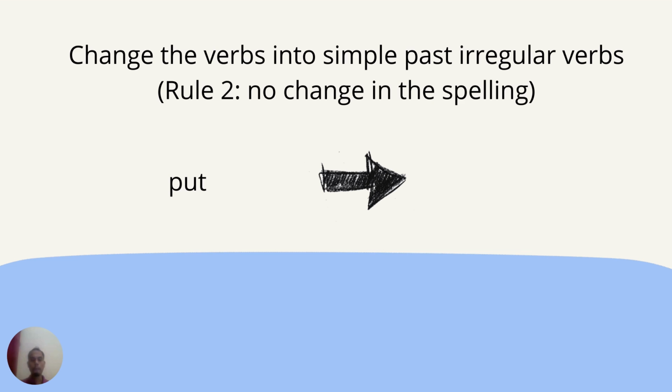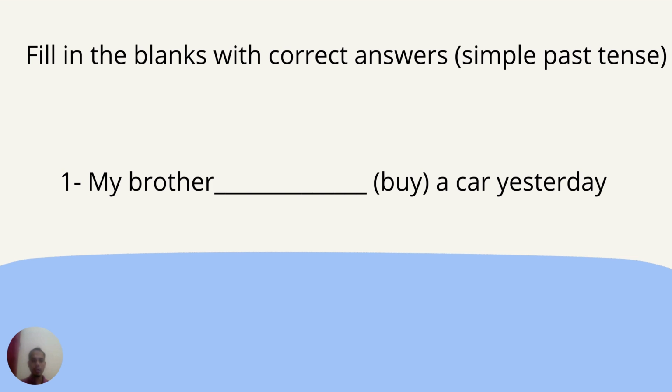Next, put. Repeat after me, class. Put. So what is the past tense form for put? The past tense form for put is also put. Now we move on to another activity. Fill in the blanks with correct answers. Simple past tense. Change the verb in the bracket. Tukar kata kerja dalam kurungan ni kepada past tense. Change the verbs in the bracket to answer the question.